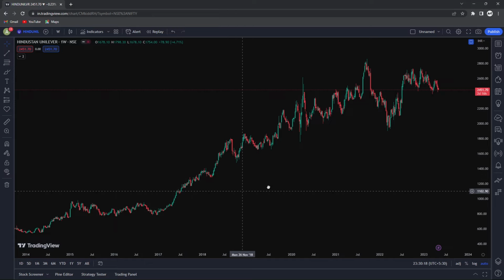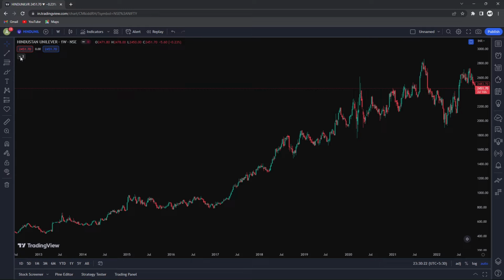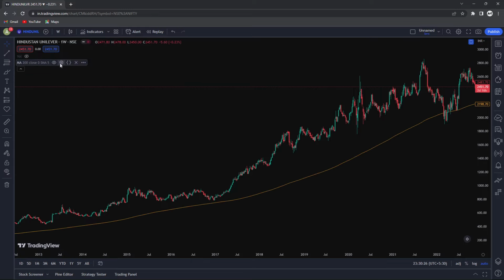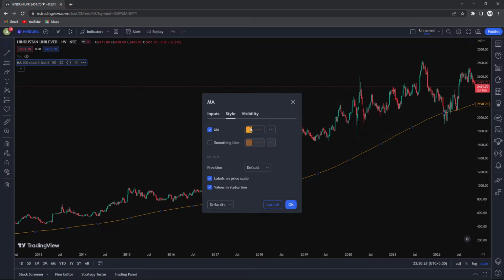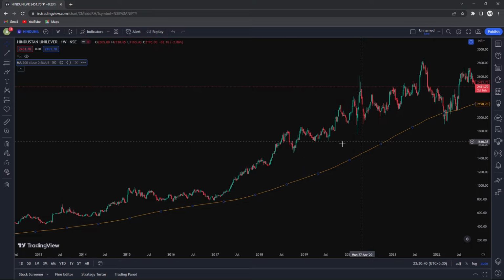So let's check it. The indicator name is moving average. Which moving average? It's the 200 moving average. You can look at the settings. I have just moved the indicator right here. It's a 200 moving average, the source should be close and the length should be 200. So what's a 200 moving average? It's just averaging the 200 candles.